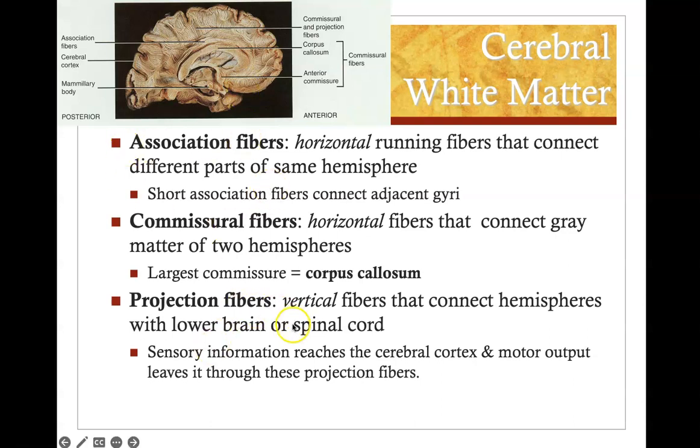And then these projection fibers that you're going to see. So here's some projection fibers. They're going to run vertical up and down, and they're going to connect, again, hemispheres with lower portions of the brain, or again, into the midbrain, down into the brain stem, and eventually the spinal cord. Okay, so these projection fibers are going to be taking sensory information into the cerebral cortex, and then motor output is going to leave the cerebral cortex through those projection fibers. Okay? So those are some important ones to know.